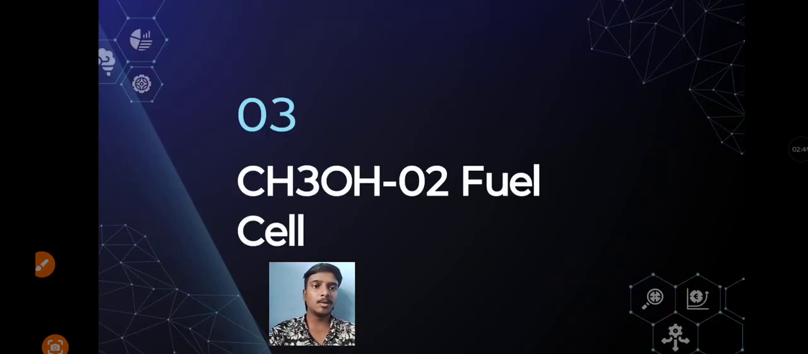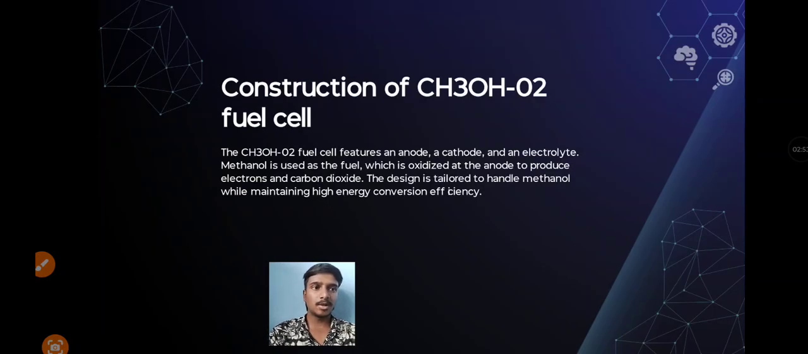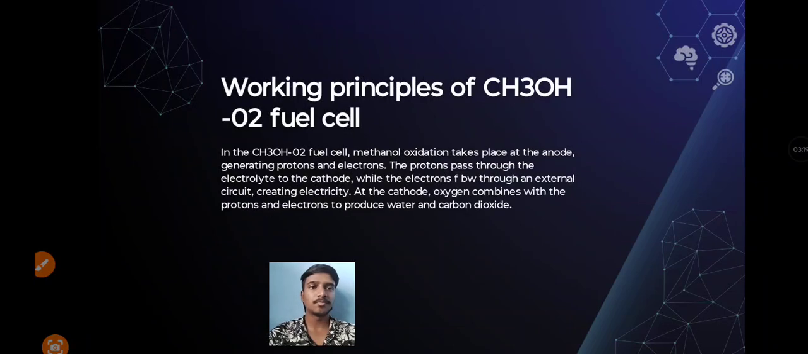Number 3, CH3OH-O2 fuel cells. Construction of CH3OH-O2 fuel cells. The CH3OH-O2 fuel cell has an anode, a cathode, and an electrolyte. Methanol is used as the fuel, which is oxidized at the anode to produce electrons and carbon dioxide. It is designed to handle methanol while maintaining high energy conversion efficiency.